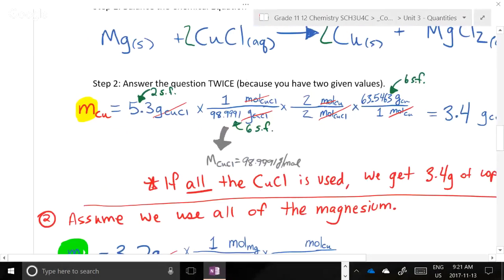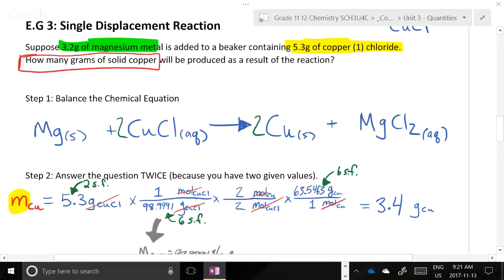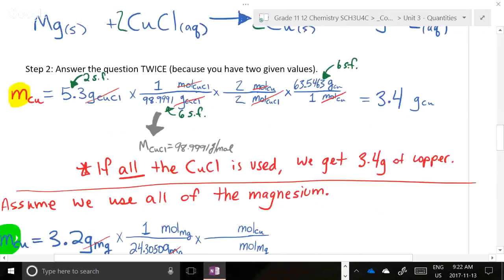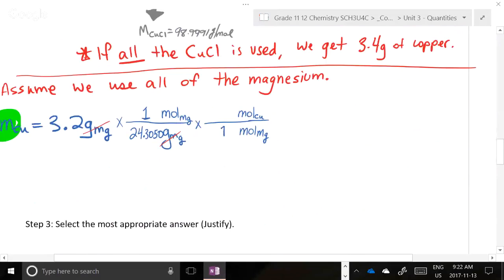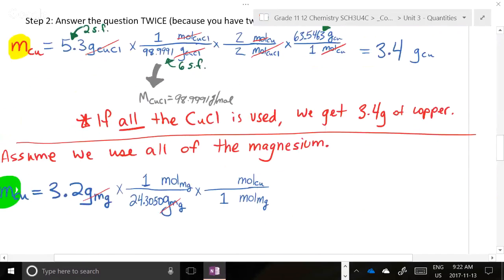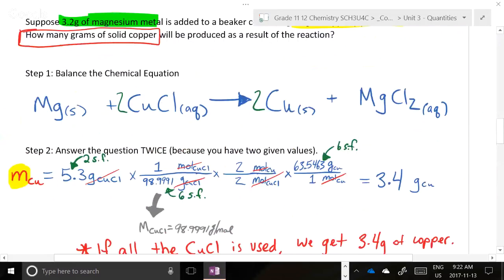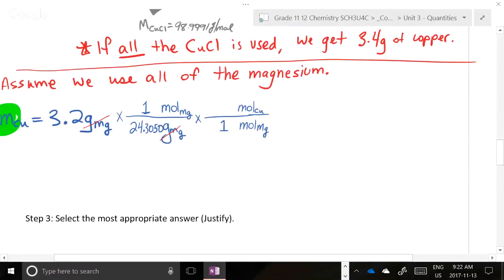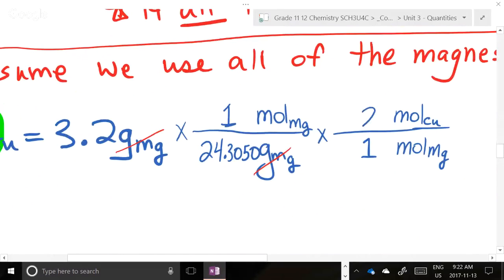The equation. In the equation, how many moles of magnesium do we use? Just 1. So I'm going to put 1 mole of magnesium. In the equation, how many moles of copper get produced? 2. So I'm going to put that there. Does anyone have any question of that?